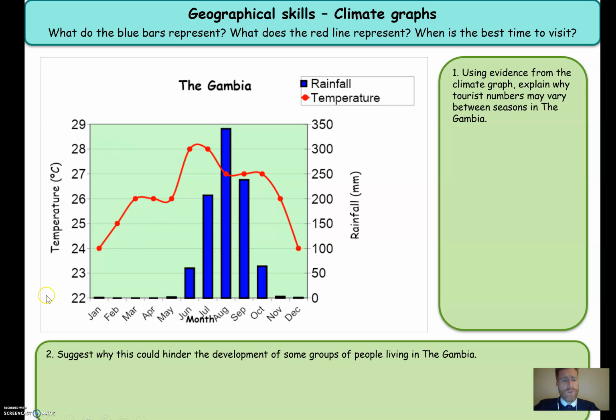But let's look at the rainfall. This is a country that's exceptionally dry in January to May, and then again November to December, but it has a real wet season. I mean, almost 350 millimetres of rain fall in the month of August. That's a lot of rain that falls.